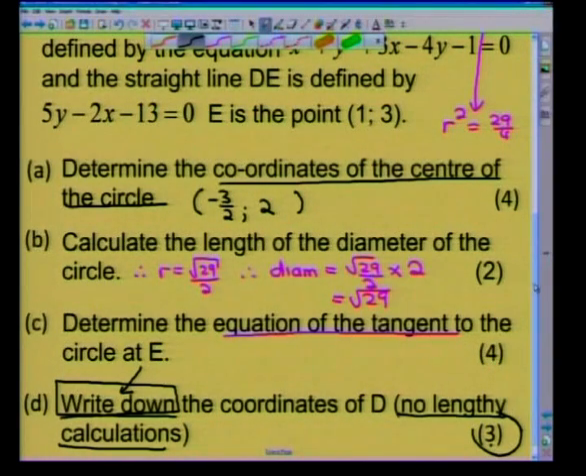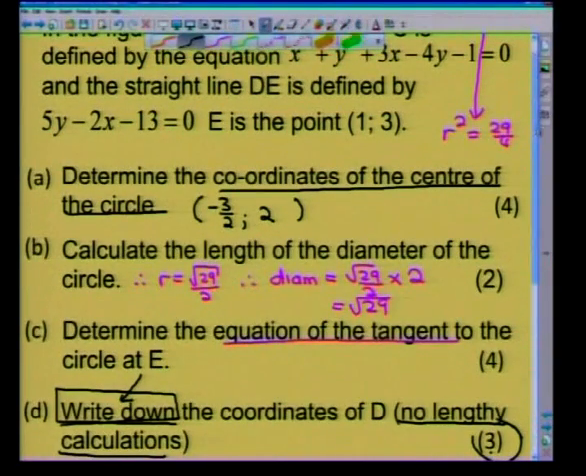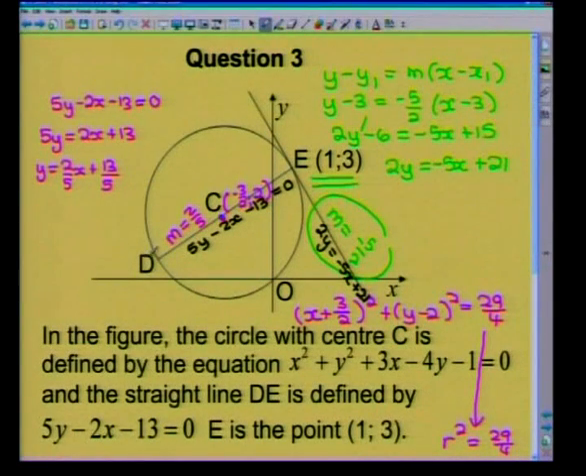So let's go back there. We want the coordinates of D. Now, of course, we have got a long way of doing this. We could say D is a point of intersection of the diameter and the circle. And so I could do it by solving simultaneously for that point.